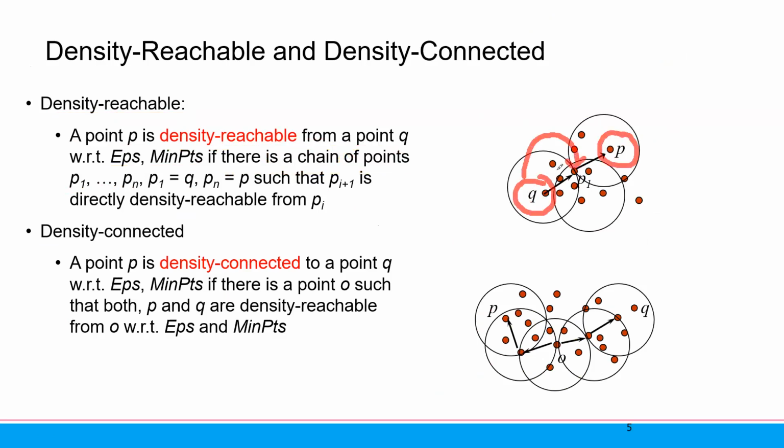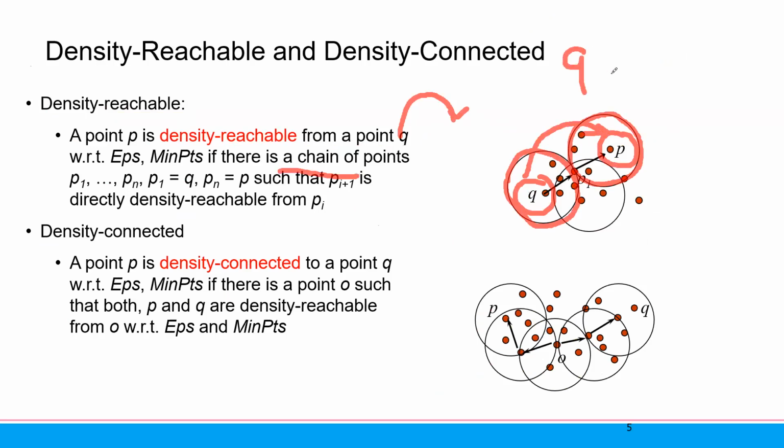So Q can reach P1. But as you know, Q is very far from P. However, Q reaches P1 and P1 can reach P. So we call this density reachable. This is not directly density reachable, but this is density reachable because there is a chain of points.